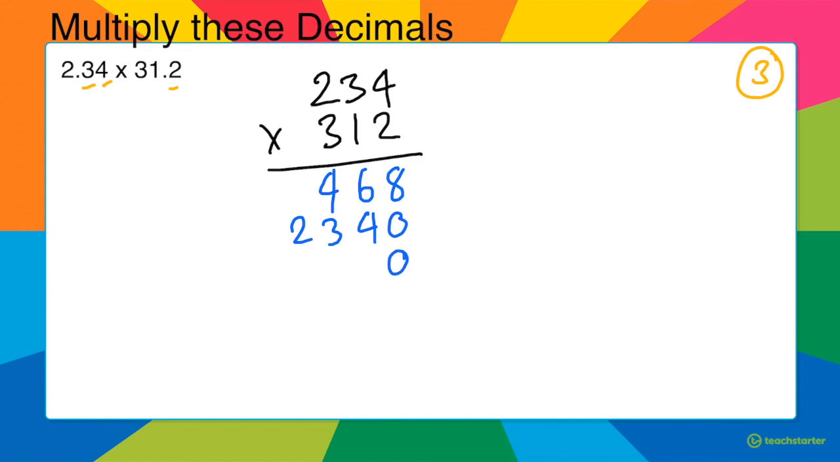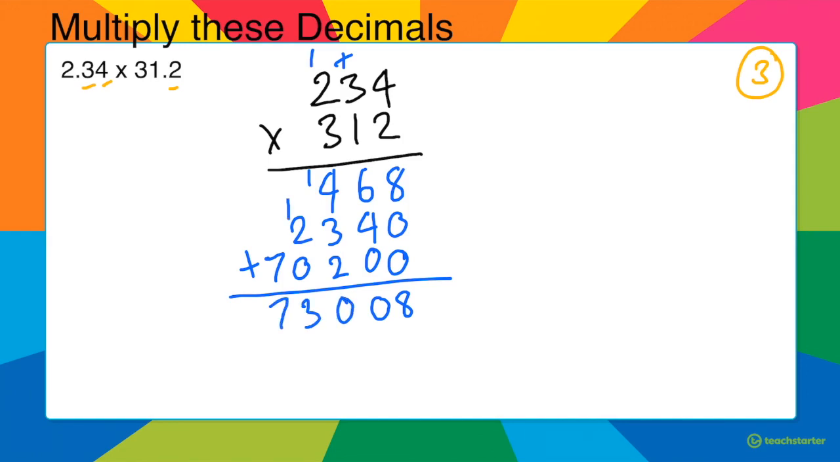Third number, 2 zeros. 3 times 4 is 12. 3 times 3 is 9 plus the 1, 10. 3 times 2 is 6 plus the 1 is 7. Now I know I must add these up. Alright, now let's add it up.